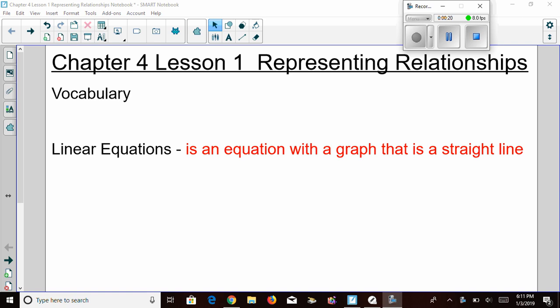And before we get started, we need to go ahead and get one piece of vocab, and that is linear equations. We've talked about this before when we talked about equations of lines, that a linear equation is an equation with a graph that is a straight line. We know how linear has the word line in it, so that's our clue that we're looking for a straight line.